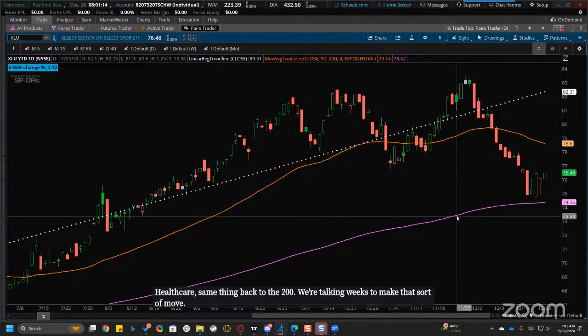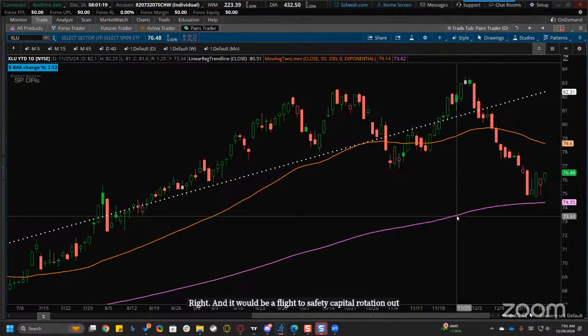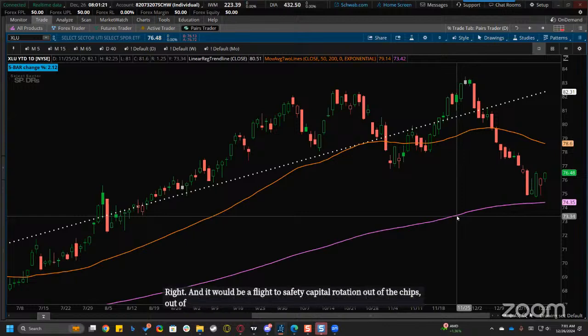And it would be a flight to safety capital rotation out of the chips, out of the Mag 7, out of financials, out of tech, software, all of that. We'd see that rotate out and we'd see defensives rotate in.